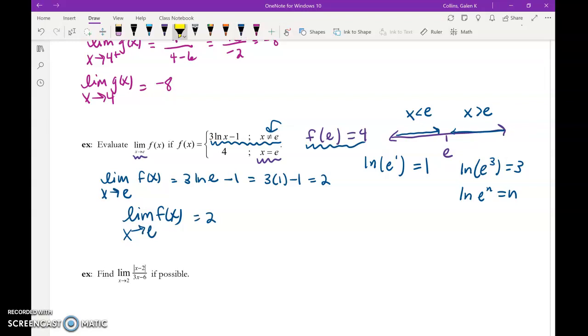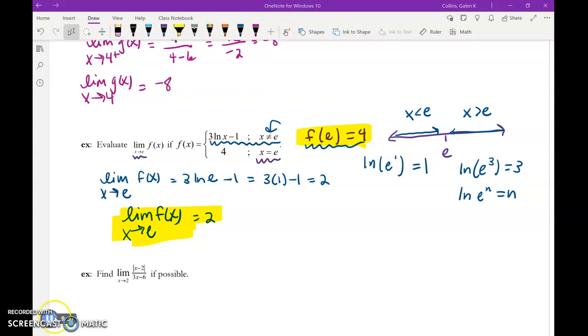So what do these things mean? I know this isn't the question we're asked explicitly in our notes, but we could conclude that our function f is not continuous at e. Instead, though, the limit does exist. The limit is 2. The function is equal to 4.